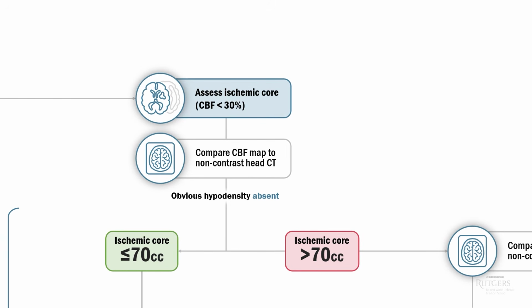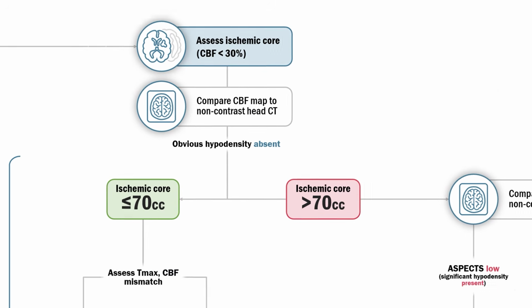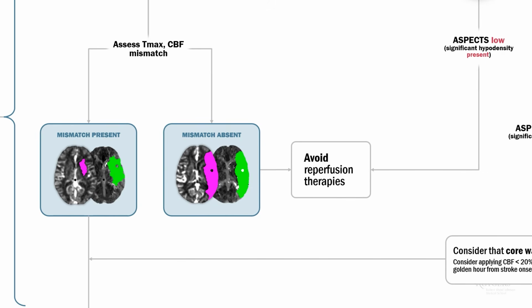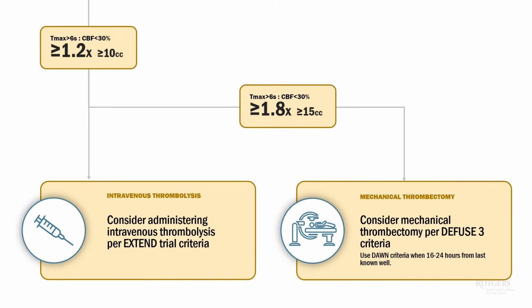If the ischemic core is at most 70 cc's, assess for penumbra core mismatch. If a mismatch is present, the patient may be a candidate for perfusion therapy. If the mismatch is at least 1.2 times or 10 cc's, TPA may be considered in a patient with a wake-up stroke within 9 hours from the midpoint of sleep. Extend trial criteria. If the mismatch is at least 1.8 times or 15 cc's, then mechanical thrombectomy may be considered per DEFUSE 3 criteria.